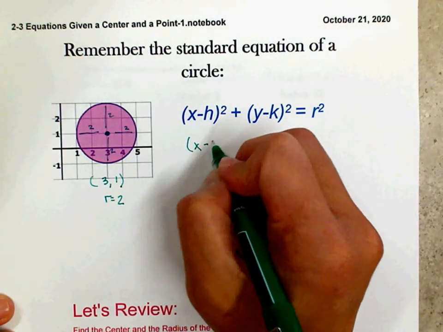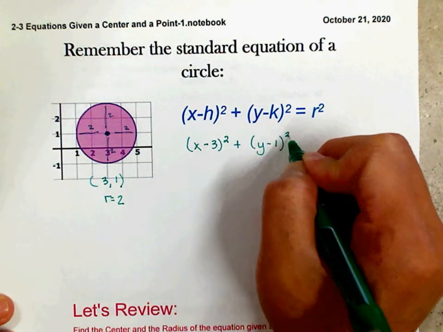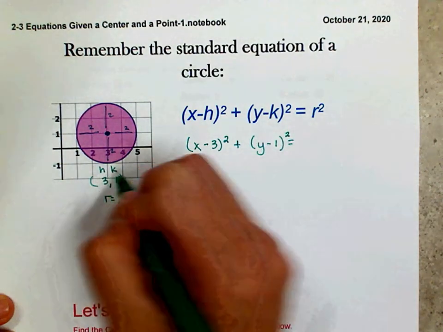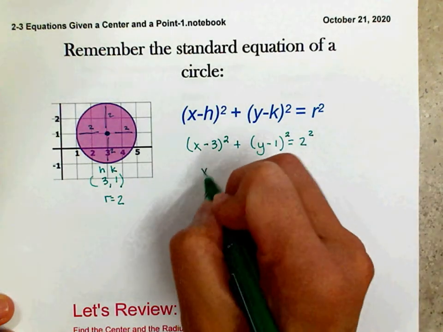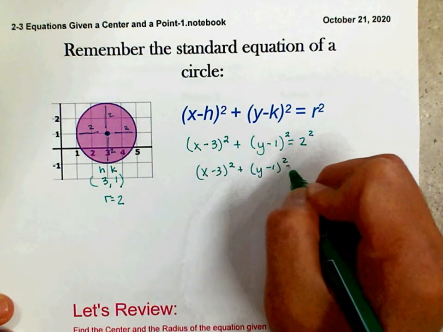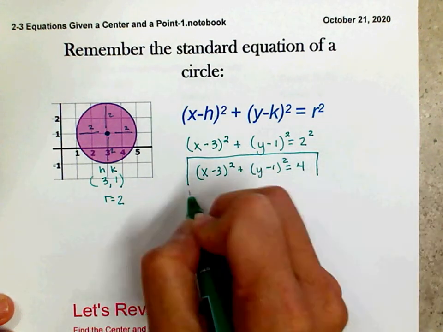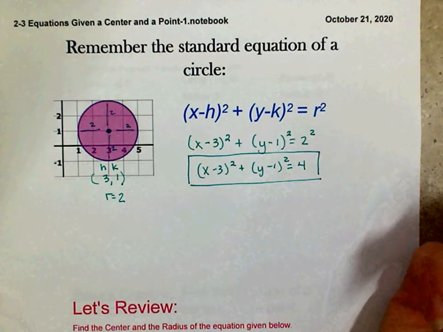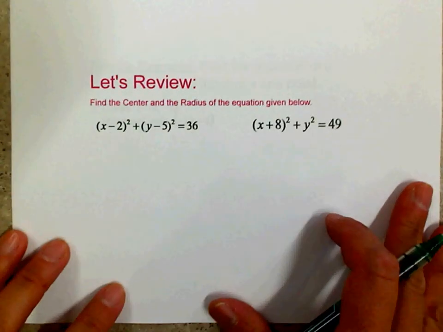(x - 3)^2 + (y - 1)^2, remember that's your h, that's your k, equals r squared, which is 2 squared. We're going to simplify our answers. It's always nice to have it in simplified form, and 2 squared is 4. And there you have an equation of that circle. Okay. All right, let's do a little bit more review.